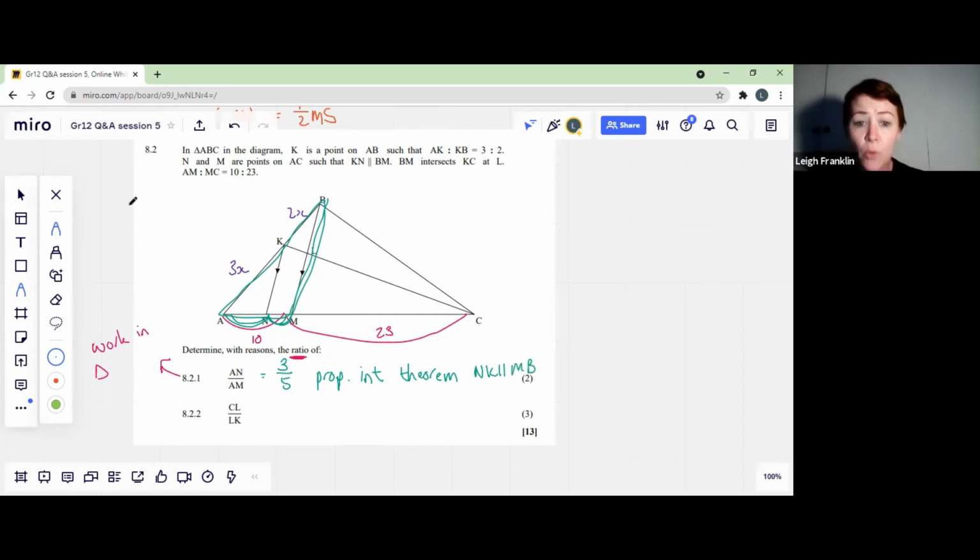Okay, so very important matrix. If you do not state the parallel lines, they will not give you the mark for that. You can also say, there's another reason that you're allowed to use. It's gone out of my head at the moment. And then you don't have to name the parallel lines. But if you are saying proportionality intercept theorem, you must name the parallel lines. So 1 mark for the answer and 1 mark for the reason with the parallel lines.